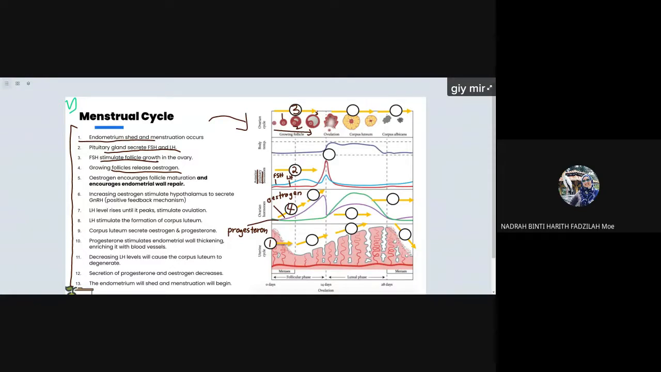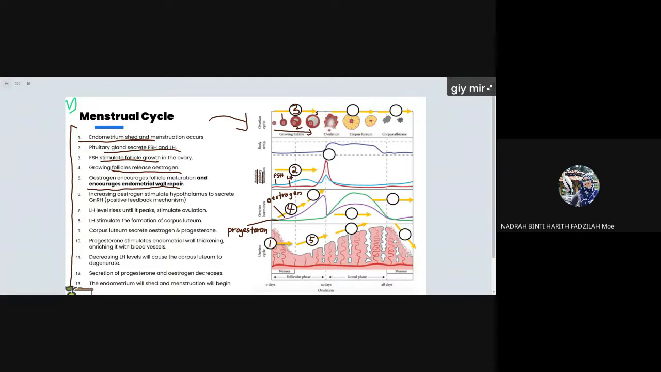Tapi yang kita nak label sekarang ialah the second statement, which is encourage endometrial wall repair. So that is statement number 5. Kita nampak dekat situ, the endometrium start to repair. So uniknya uterus ni, kita ada nama spesifik untuk dinding uterus itself lah. Endometrium tu refers to the wall of uterus ya. So the endometrium start to repair, maknanya dekat situ period dah start, menstruation dah habis lah.